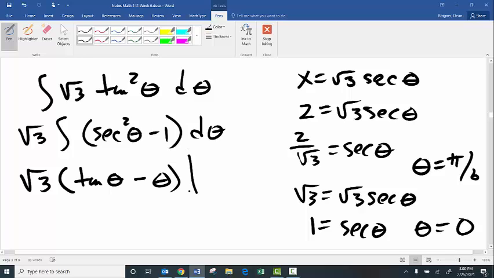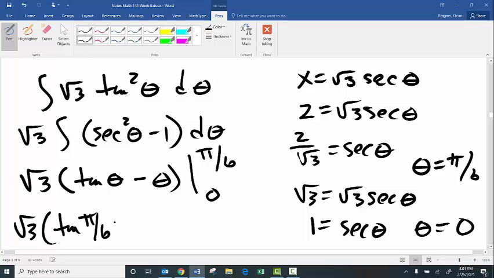So now we go back to our bar, we have to plug in from 0 to pi over 6. So here we go. Root 3 parentheses pi over 6 minus pi over 6 and your parenthesis. Now technically you have to plug in 0, but when you do, you get 0. Tangent is 0, 0, and then you plug in 0 for theta, so you get 0.